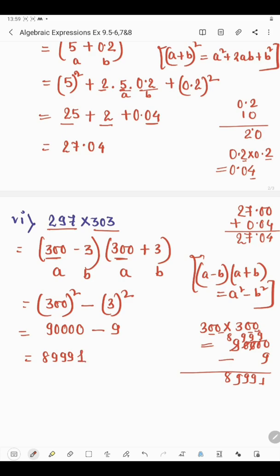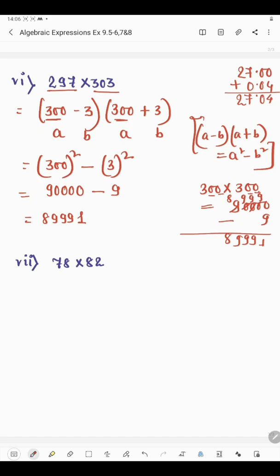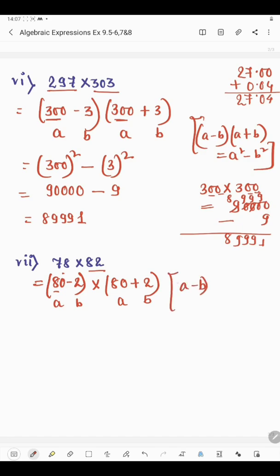Okay, now coming to next part. Now in the seventh part we have 78 into 82. So 78 can be written as 80 minus 2 because 78 is 2 less than 80, and 82 can be written as 80 plus 2. Okay. Now see, this is A minus B and this is A plus B, the identity which is A minus B into A plus B is A square minus B square.